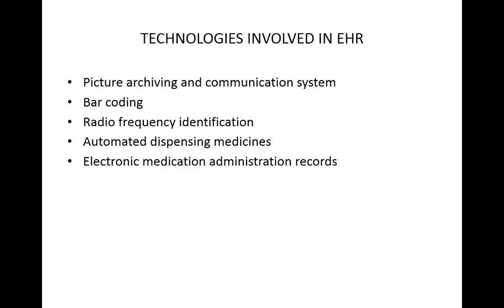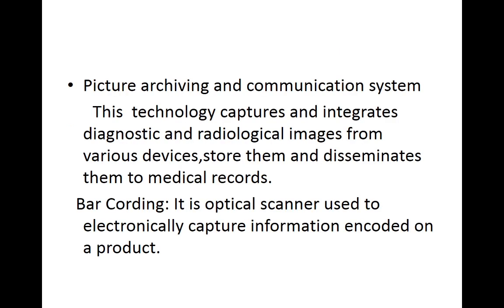Okay. What is the technology involved in the electronic health record? One is the picture archiving and communication system, then barcoding, radio frequency identification, automated dispensing of medications, and electronic medication administration records. One by one, we are going to see what each is. What is the picture archiving and communication system? This technology captures pictures and integrates diagnostic and analytical images from various devices, like X-ray, MRI, CT scan. They will store them and disseminate them to the medical records.